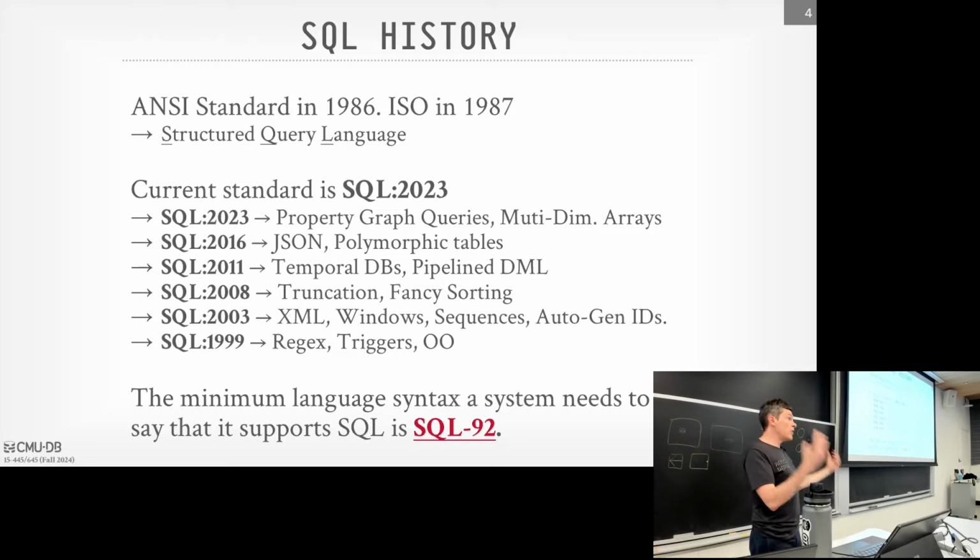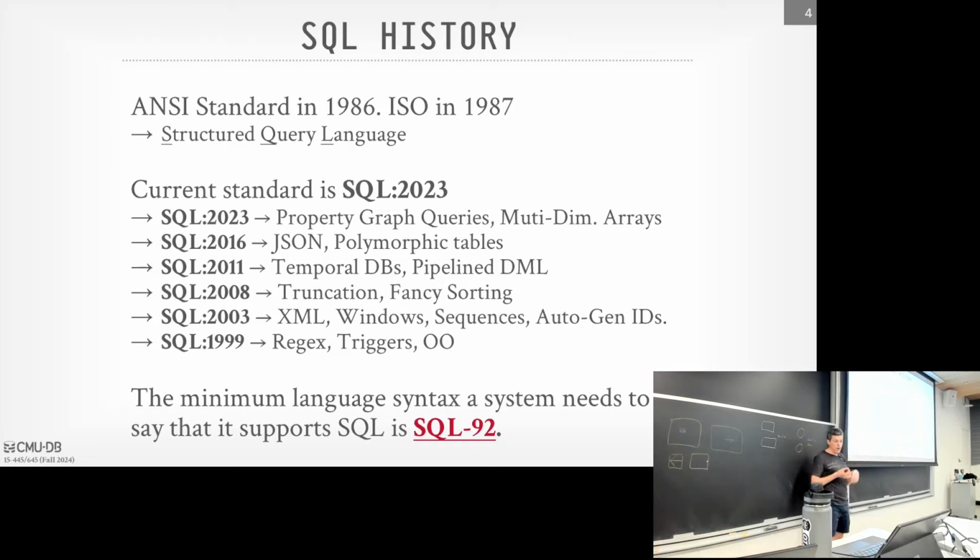So if you're building a new system today and you say you want to support SQL, the bare minimum you would need to support is what we'll call SQL-92. That has all your favorite things, the selects, the froms, the group bys, aggregations. That's the bare minimum you need to say, my database system supports SQL. It's pretty simplistic.